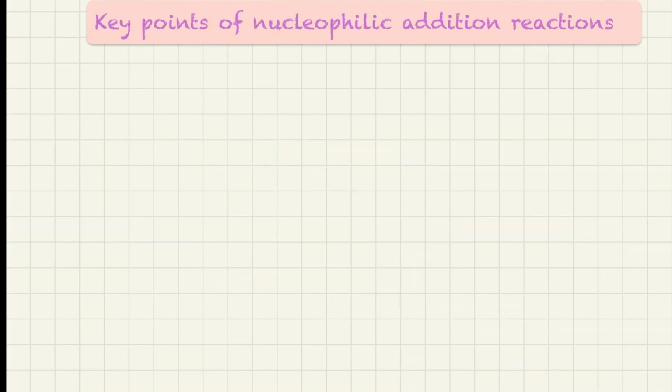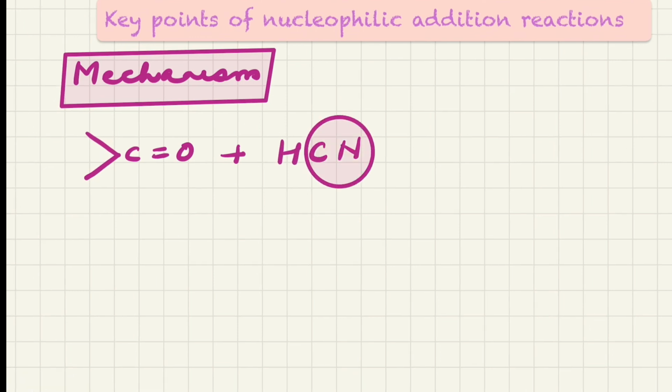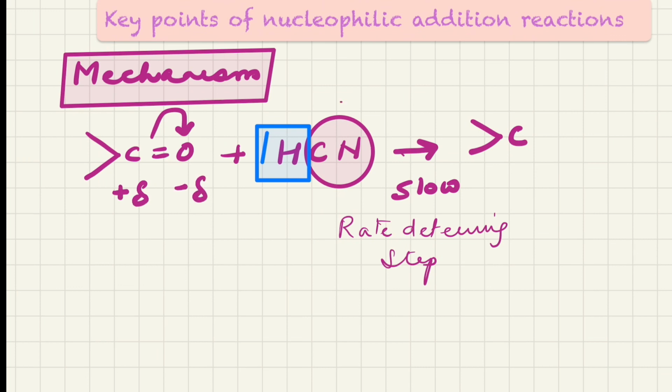Let us do the key points of nucleophilic addition reaction. First, let us talk about mechanism in short. We take aldehyde or ketones reacted with HCN. This HCN has a nucleophilic part and it has an electrophilic part. Now, the first step, which is the slow step, which is the rate determining step: this oxygen attracts the pi electron, carbon gets positive charge, oxygen gets negative charge, and in HCN, CN is the nucleophilic part and H is the electrophilic part.